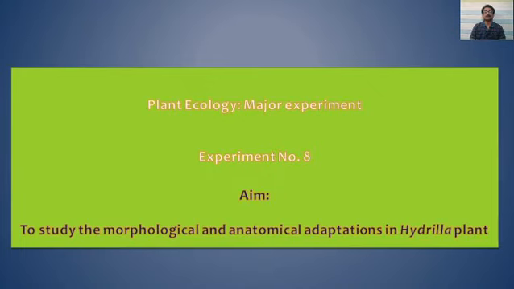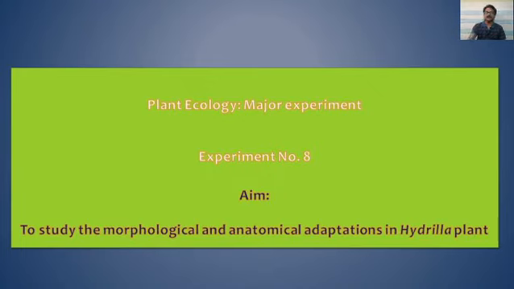Today I am demonstrating one of the major experiments under the section of plant ecology, and the title is to study the morphological and anatomical adaptations in Hydrilla plant. One important thing regarding this demonstration is that this is a completely virtual demonstration. So I have taken the help of available resources and internet images to explain the topic.